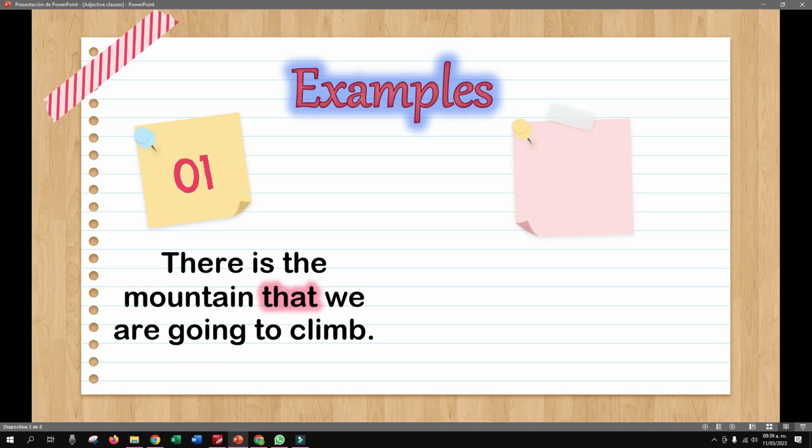For example, there is the mountain that we are going to climb. In this case, that is a relative pronoun, right? So here you're adding information. There is the mountain. Information about what? The mountain that we are going to climb.